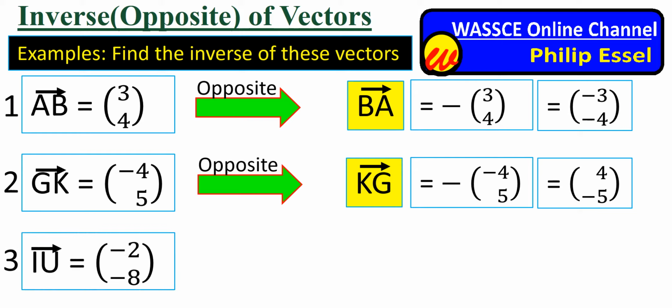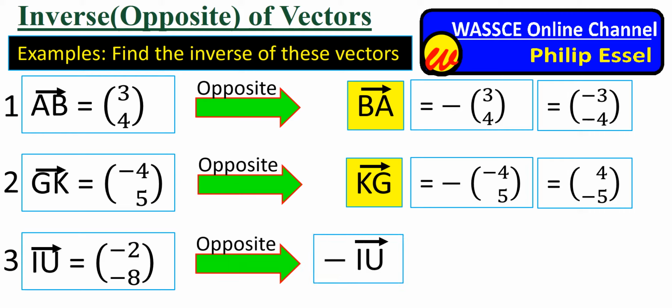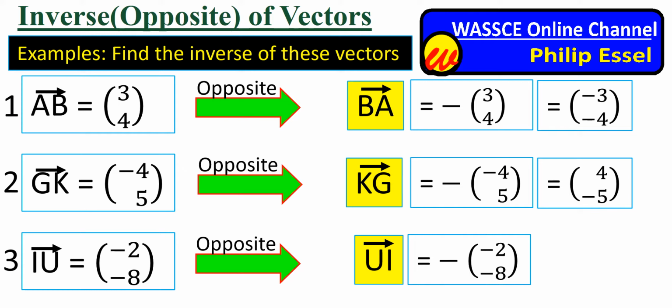Example 3. We have the vector IU equals to negative 2, negative 8. Its opposite would either be negative IU or UI, which is also equals to the negative of the vector negative 2, negative 8, which would also give us the answer 2, 8. Let's look at parallel vectors.